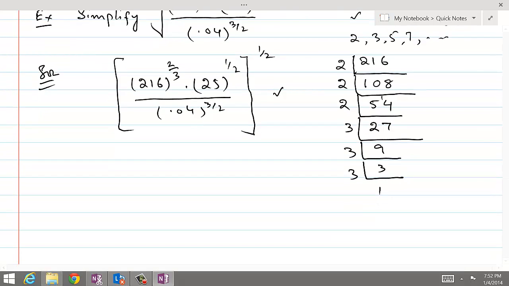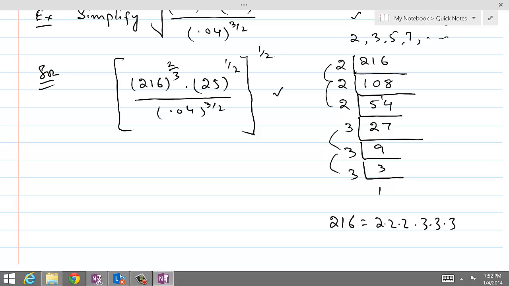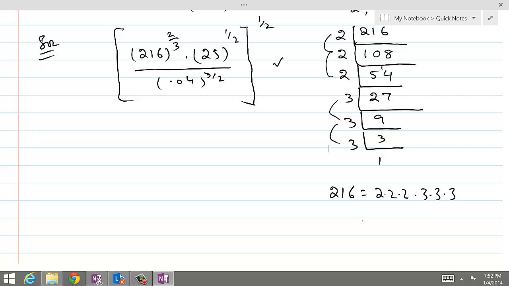So 216, its prime factorization is 2 times 2 times 2, and 3 times 3 times 3. So this is how we can write 216 as a product of its prime factors. And if we change these prime factors to exponent form, this will be 2 power 3 times 3 power 3.